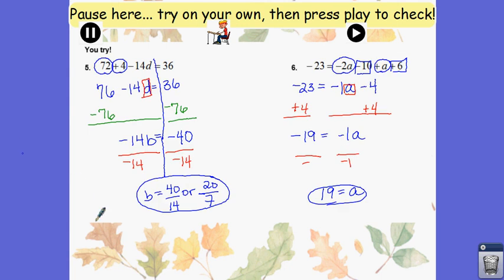Okay, so now check your work to problems 5 and 6. Notice on number 5, we do have a fractional answer. You can reduce 40 and 14 by dividing each by 2 to get this reduced form, but 7 does not divide evenly into 20, so we can stop there. For number 6, your answer should be positive 19. Over here, we should have negative 19 divided by that negative 1 coefficient, which negative divided by a negative is always positive.